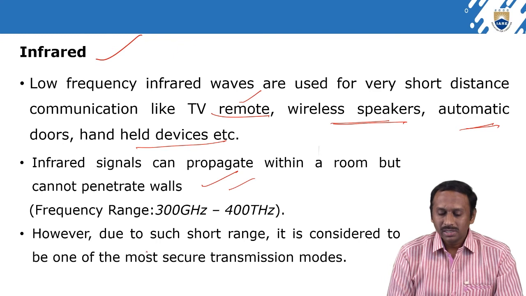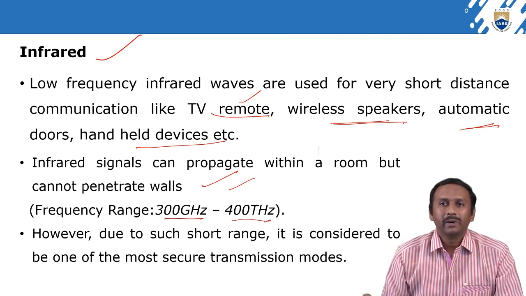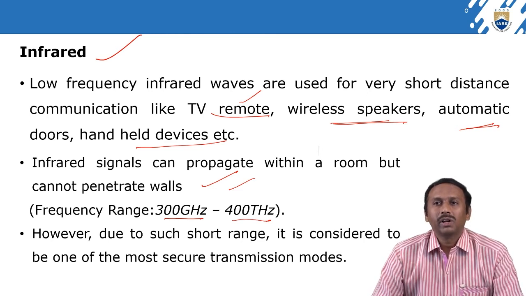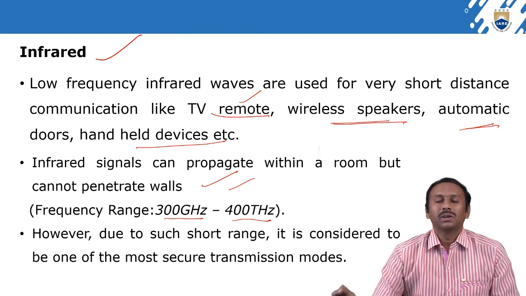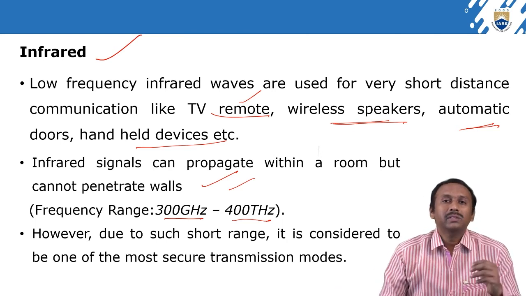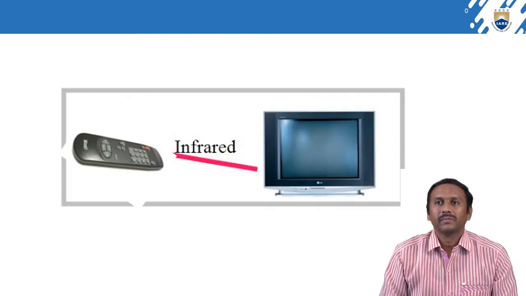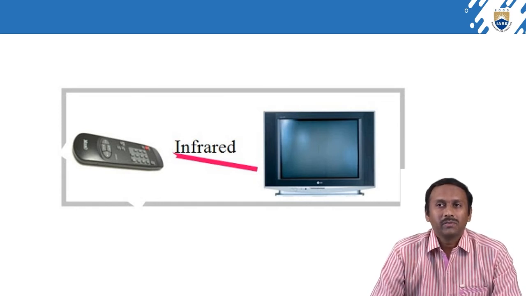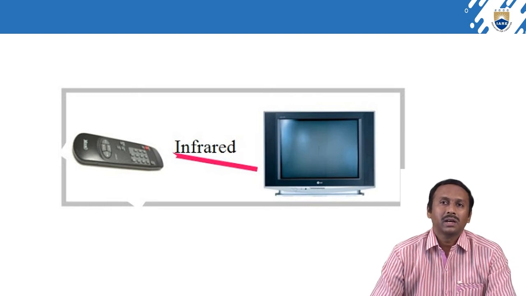The frequency range is 300 gigahertz to 400 THz. However, due to such short range, it is considered one of the most secure transmission modes. Even though it works only over a very short distance, it is a very secure transmission mode. This is the best example. We are generally very aware of infrared signals in TVs, which we use in regular life.